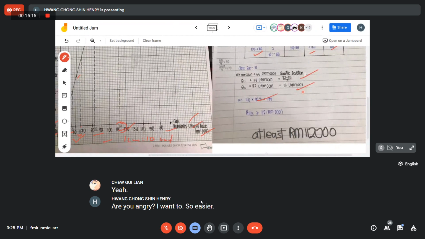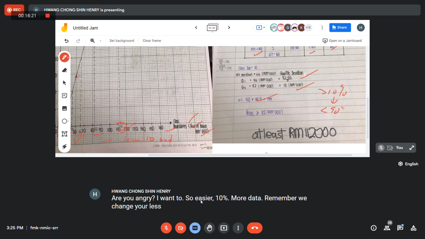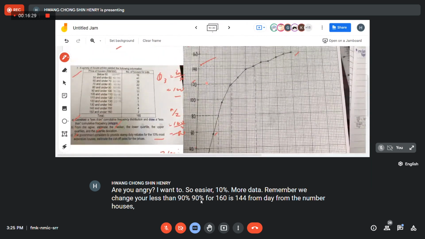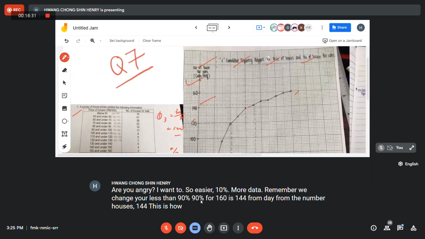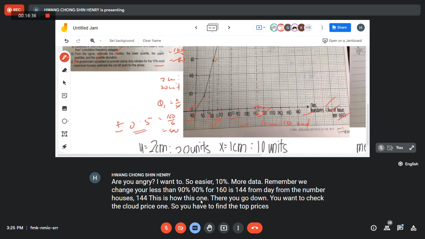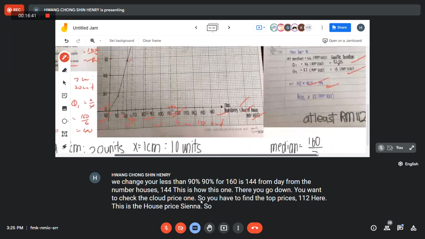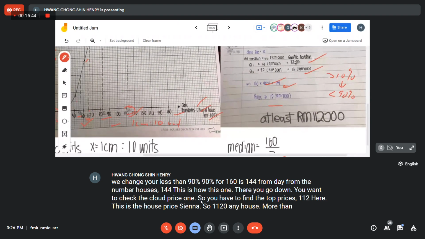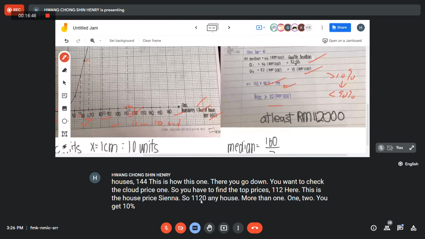So you see, 10% more than, remember we change to less than 90%. 90% from 160 is 144. From there, from the number of houses 144, this is houses one. Then you go down. You want to check the cut-off price, so you have to find the cut-off price, which is 112. Okay, this is the house price. See or not? So 112. Any house more than 112, you get 10% stamp duty rebate. Okay, this is the meaning of at least. More than or equal means at least. All right.